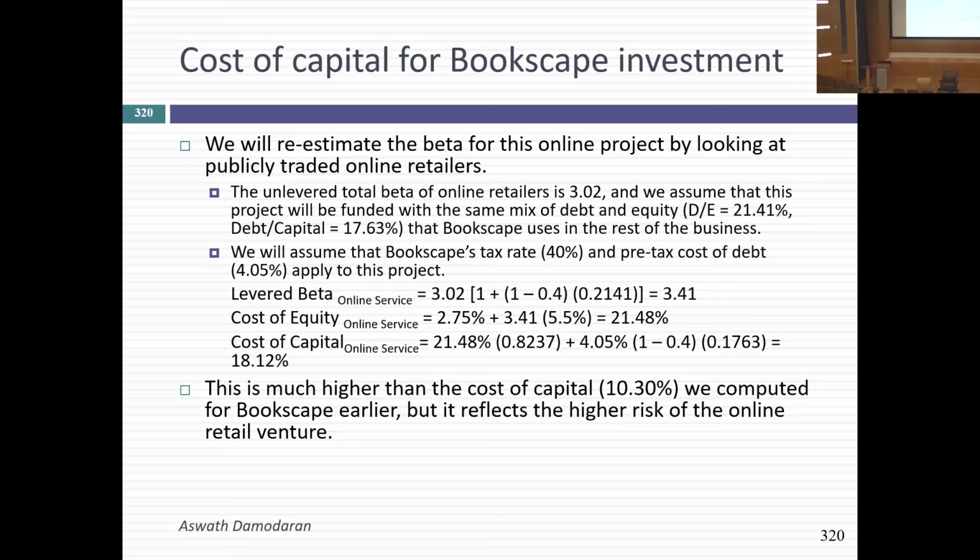The cost of capital I ended up with here was much, much higher, 18.12%, than the 10.3% that I estimated as the cost of capital for Bookscape based on its old bookstore business, which makes sense, right? Online retailing is riskier. I should be demanding a higher return. This is now going to become my discount rate.